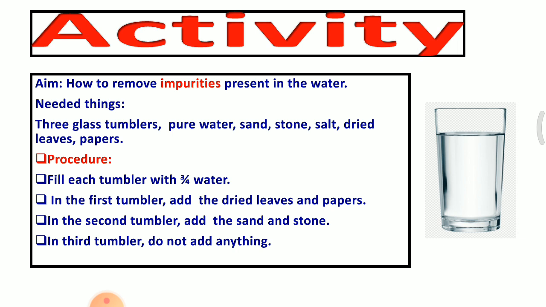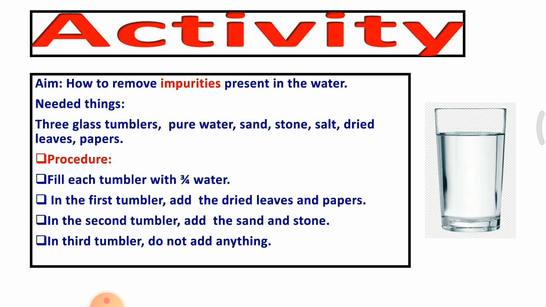The procedure for this activity is to fill each tumbler with 3 by 4 of water. The next step, in the first tumbler, add dried leaves and papers. In the second tumbler, add the sand and stone. In the third tumbler, do not add anything.